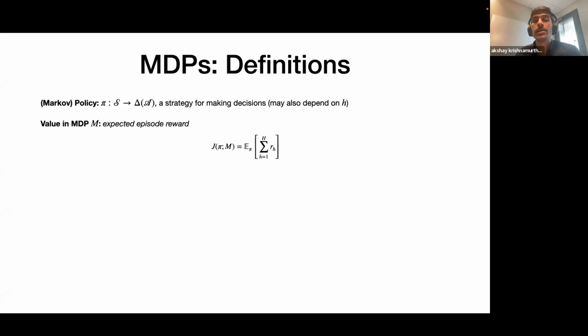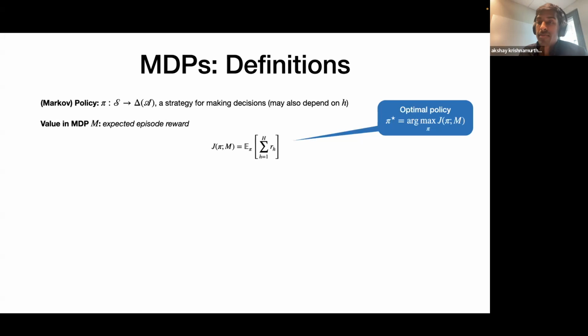Now, if you follow a policy, you can expect to pick up some reward. And this is denoted by the value in the MDP. It's the expected reward you would get if you follow this policy. And I'm denoting this by J of pi semicolon M. And what I'm writing on the right-hand side is the sum of the rewards when you play out one episode using policy pi to pick all the actions. So that's what the subscript on the expectation means.